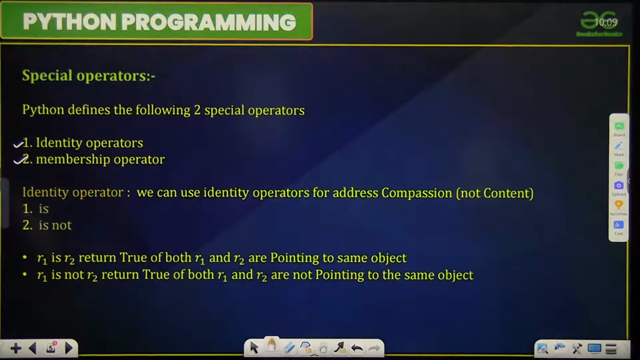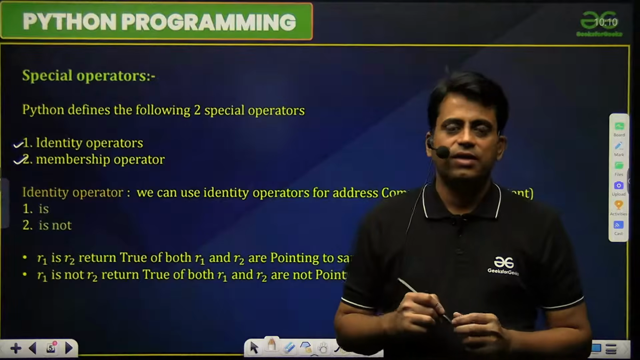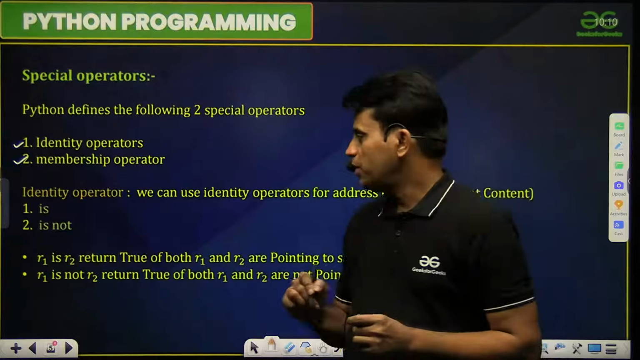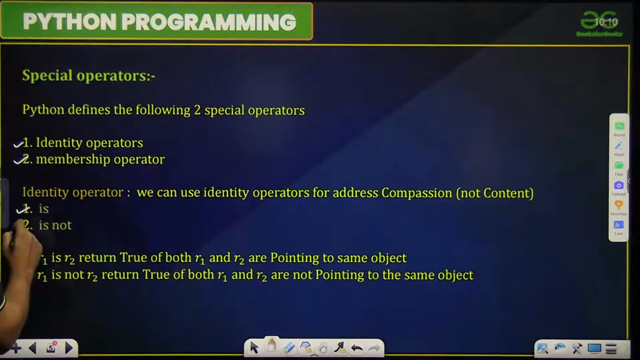What is the identity operator? What is its use? We can use the identity operator for address comparison, not for content. There are two identity operators: is and is not.